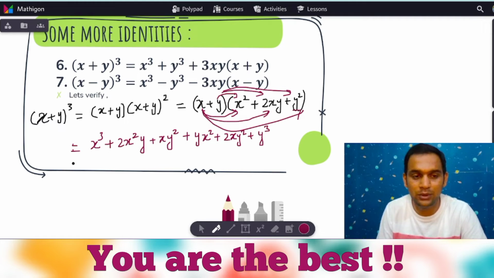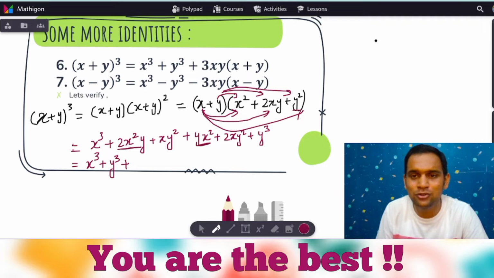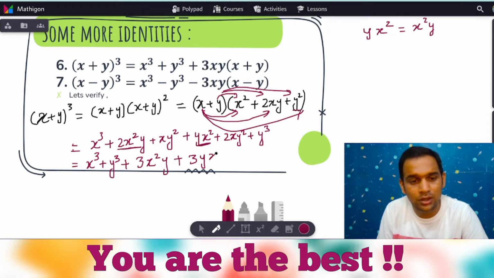So what is the new formula we have? Let's bring the cubes together. So x cubed plus y cubed plus, do we have any like terms? 2x square y, and yes, obviously a yx square. Can I write it equal to x square y? Obviously multiplication is commutative, so I get 3x square y plus 3y square x. Why? Because you can see y square x and y square x.